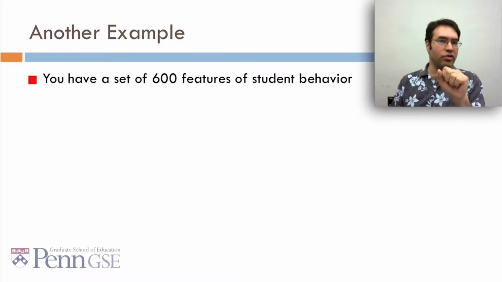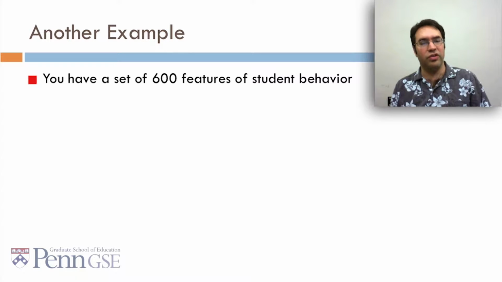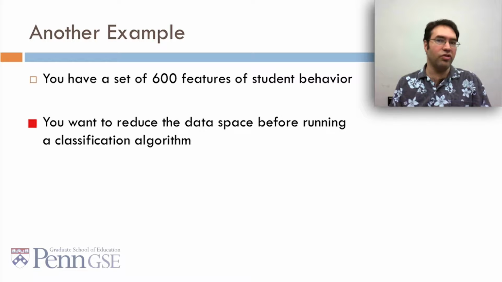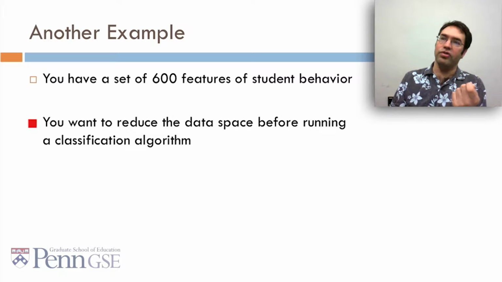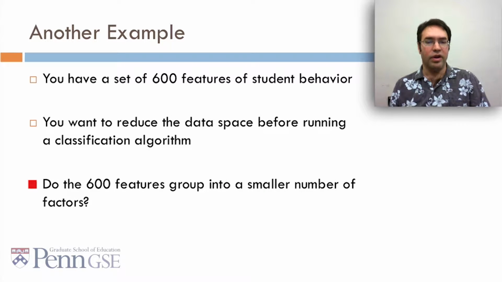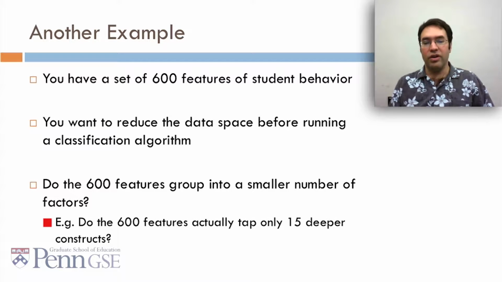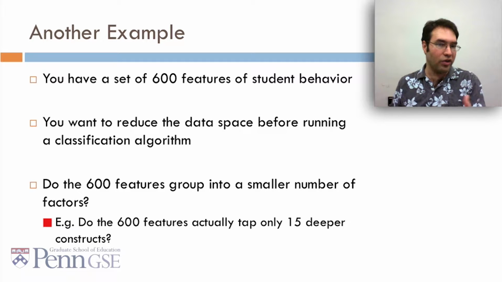Another example, and one that shows the versatility of factor analysis is, let's say you have a set of 600 features of student behavior, and you want to reduce the data space before running a classification algorithm. You could do fast correlation-based filtering, but here's an alternative. You say, do the 600 features group into a smaller number of factors? So, for example, the 600 features actually tap only 15 behavioral constructs in student behavior.